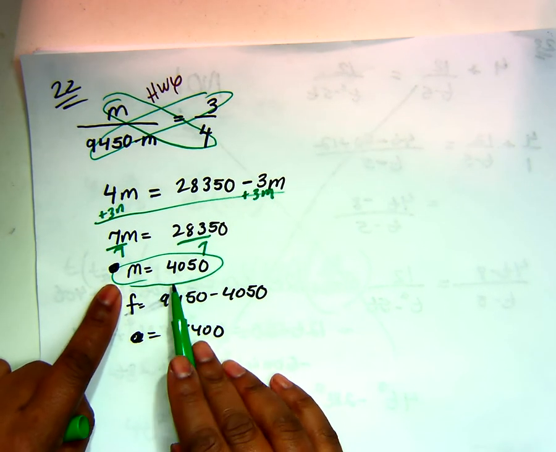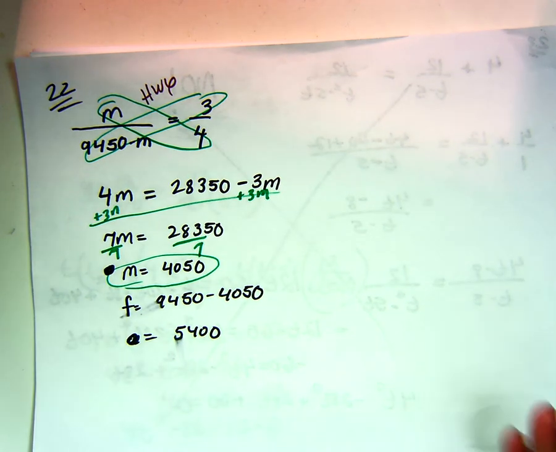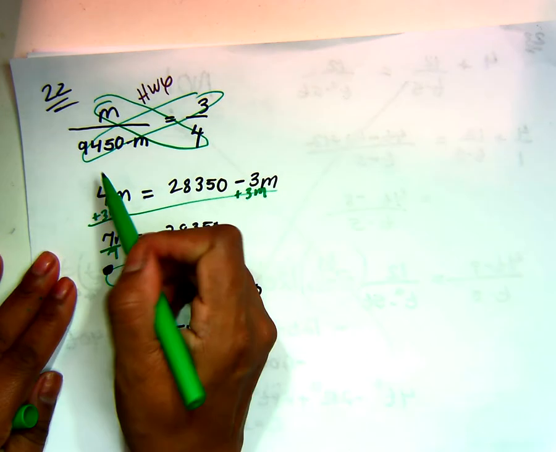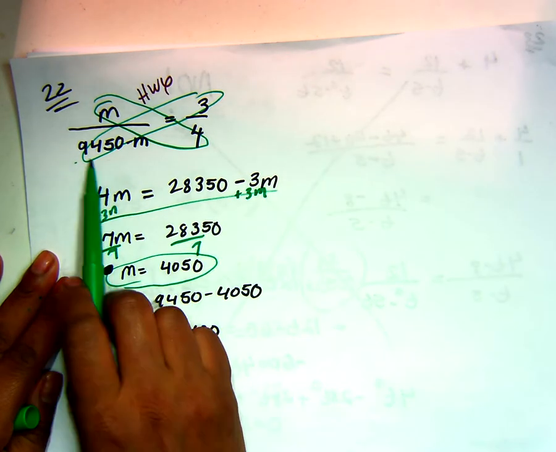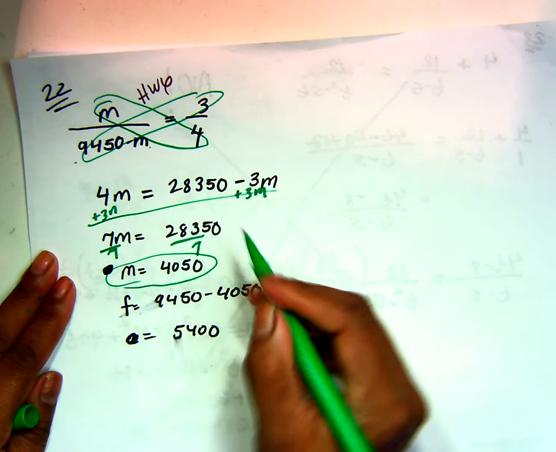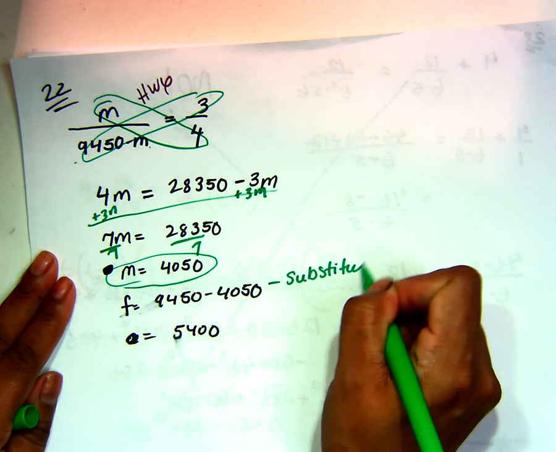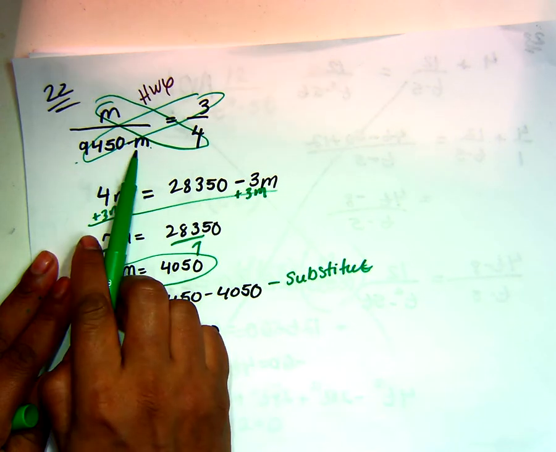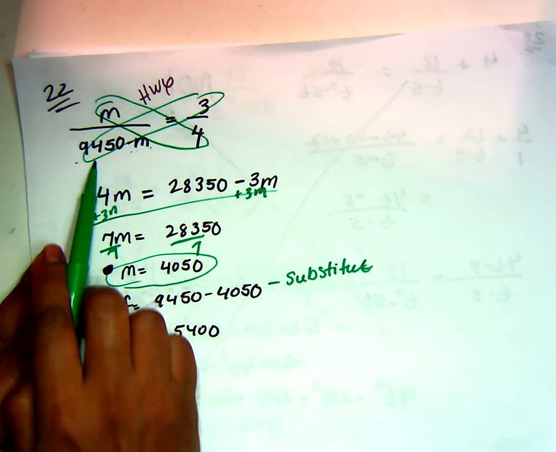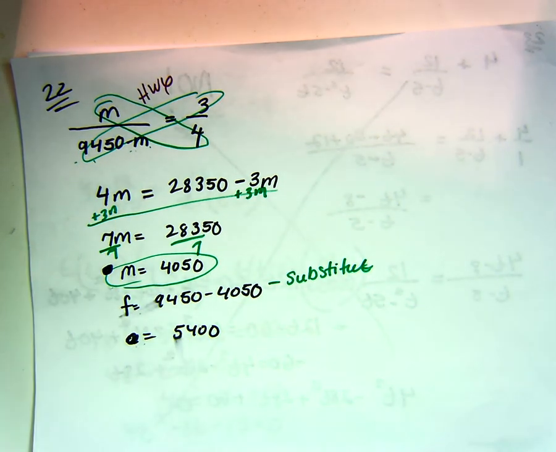Now I had to figure out how in the world I got L, because you have to go back to the problem, and unfortunately I don't have a hard copy of it, but you can look right here. We know that you had 9,450 minus M. So what I did right here was substitute. Once I discovered what M was, I substituted it back right there, and then I found out what my females were, which is 5,400.